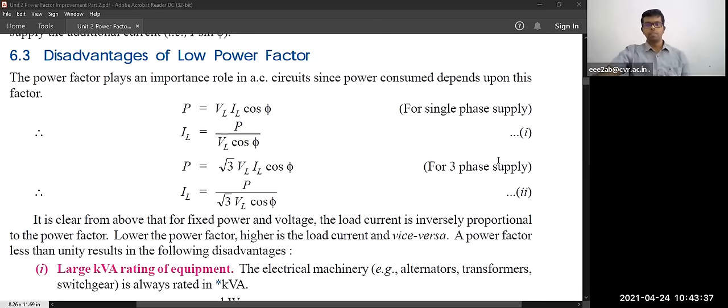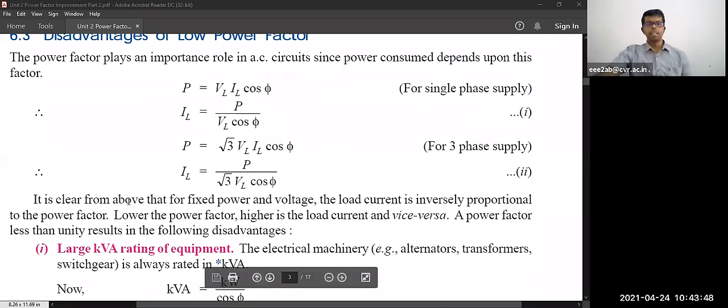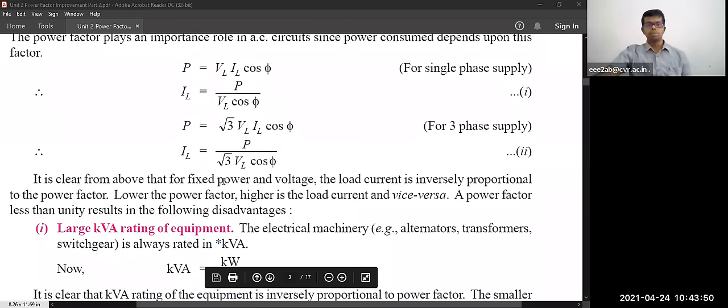Say, for example, for three phase AC supply, P is equal to root 3 VL IL into cos phi, where IL is equal to P divided by root 3 VL cos phi. So it is clear from the above that for fixed power and voltage, the load current is inversely proportional to the power factor.